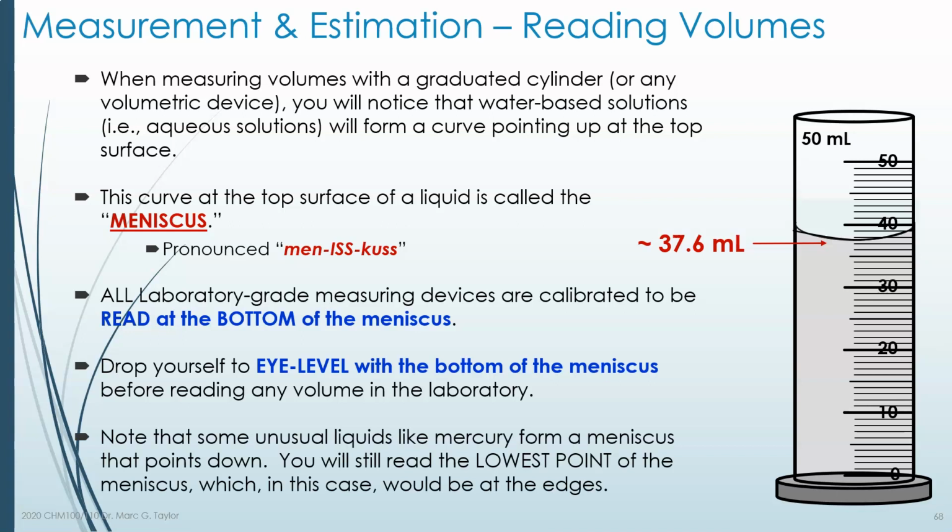And note that for some liquids, like mercury, which is a metallic element, it's a metal, but it happens to be a liquid at room temperature, the only metal that is a liquid at room temperature, and only one of 2 elements on the whole periodic table that is a liquid at room temperature, the other one being bromine, a non-metal. And mercury does something funny. Its meniscus is inverted. In other words, the edges point down instead of pointing up along the sides of the graduated cylinder. But you still have to read from the lowest point, the bottom of the meniscus. And the bottom of the meniscus, in the case of mercury, would be the edges where it's lowest. So just be aware of that whenever you're measuring.